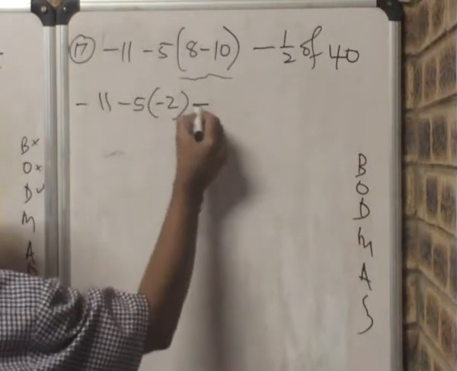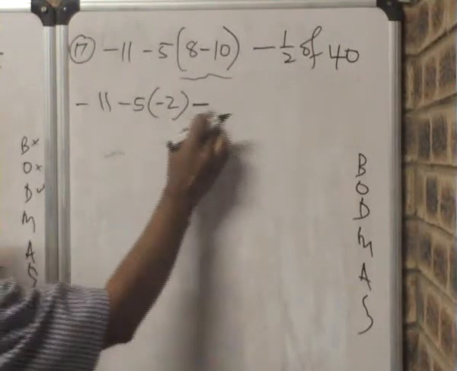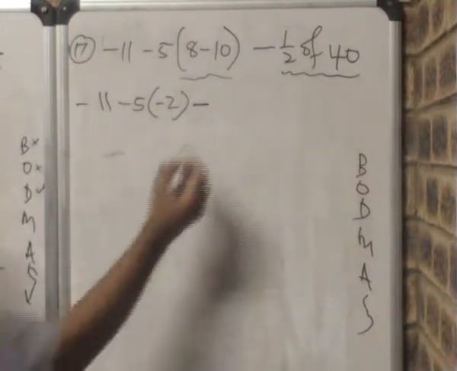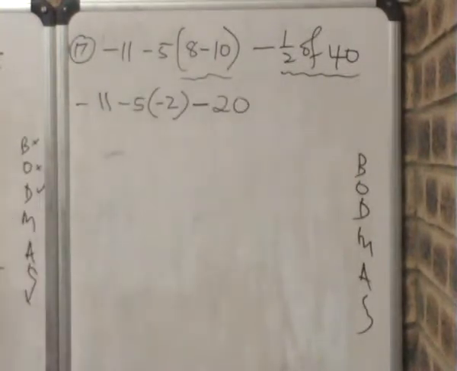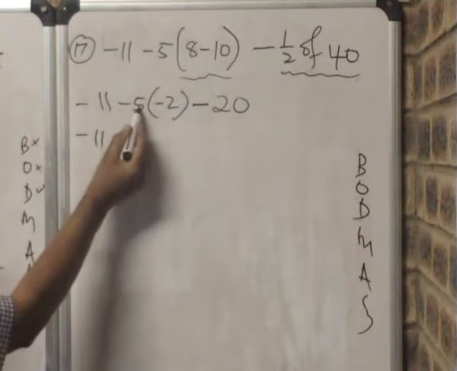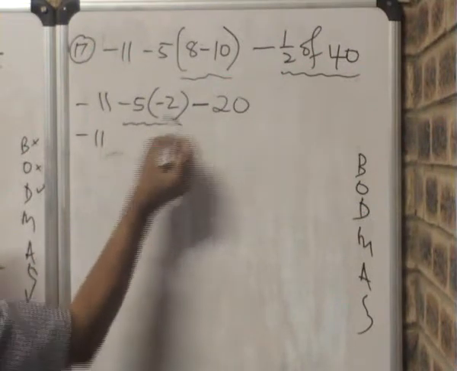Minus. Now you can get brave. Minus half of 40. So you can do that straight away. Half of 40 is 20. Now you've got minus 11, minus 5 times minus 2. You've got to do the multiplication now.